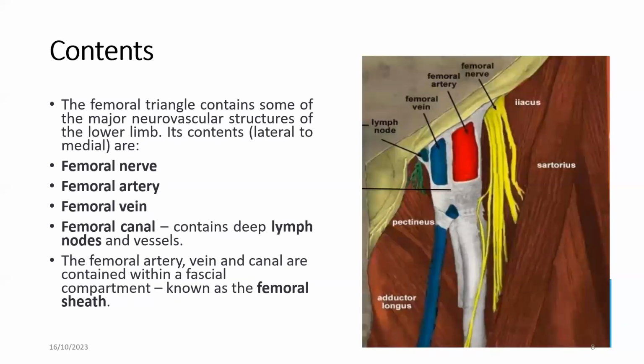The contents of the femoral triangle include the femoral nerve, the femoral artery, and the femoral vein, as well as the femoral canal. All of these are contained within the femoral sheath. This is the femoral sheath, and this is the femoral canal on this medial aspect, just beside the femoral vein, and it contains deep lymph nodes as well as lymphatic vessels, and an empty space.